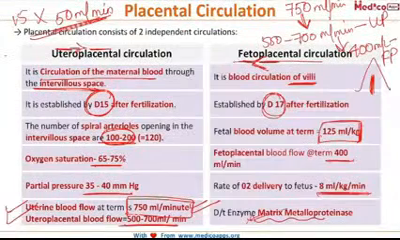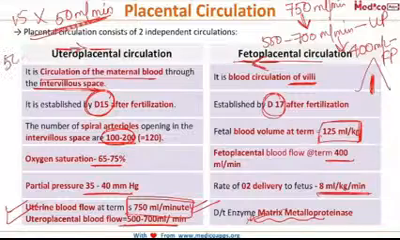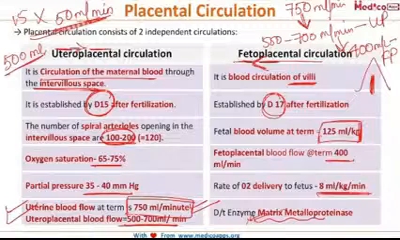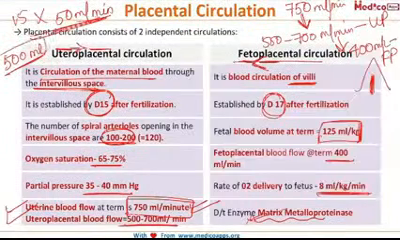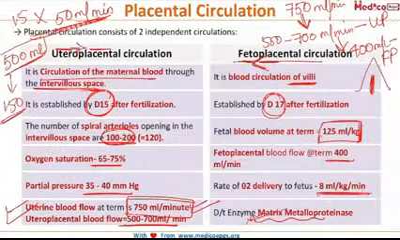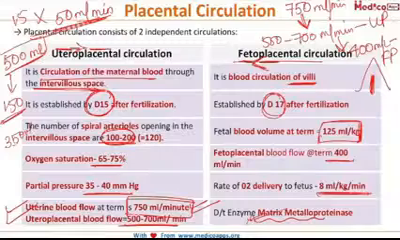Now we have one more question. What is the volume of blood in the mature placenta? And it is 500 ml. Placenta weighs 500 grams at term, and it has 500 ml of blood at term. And this 500 ml of blood is divided into 150 ml of blood in the intervillous space and 350 ml of blood in the villus system.